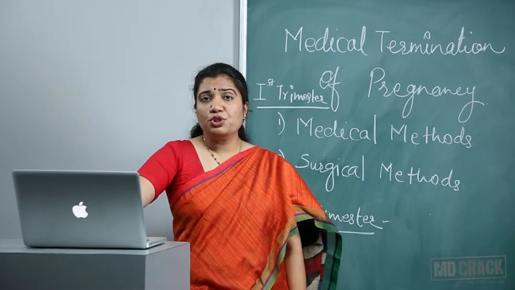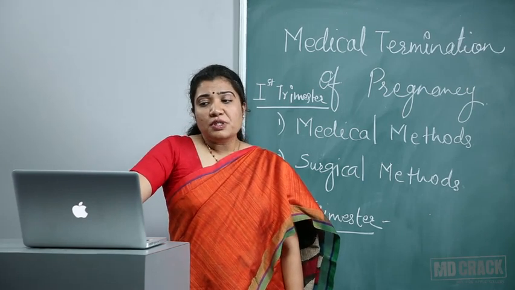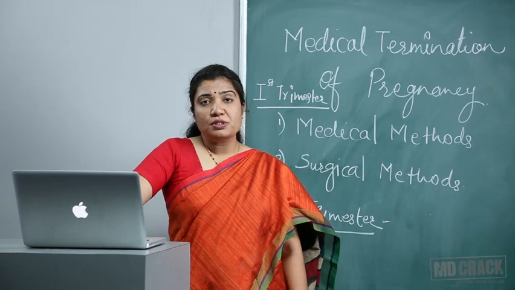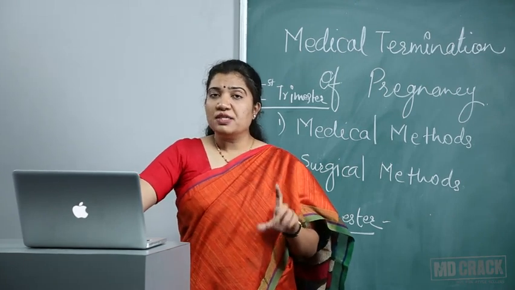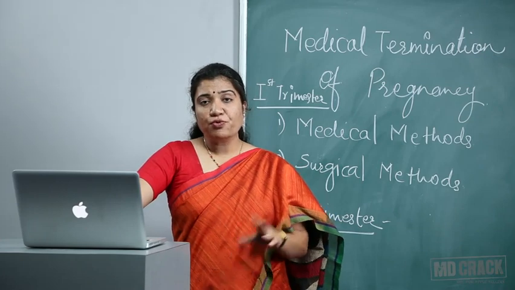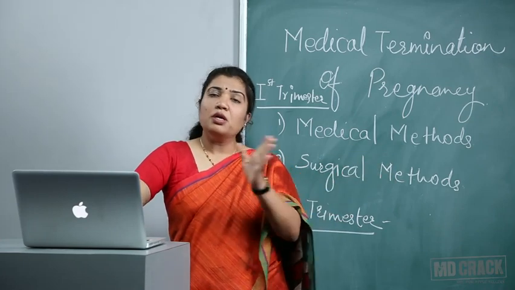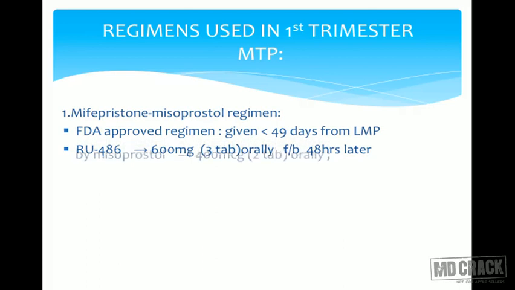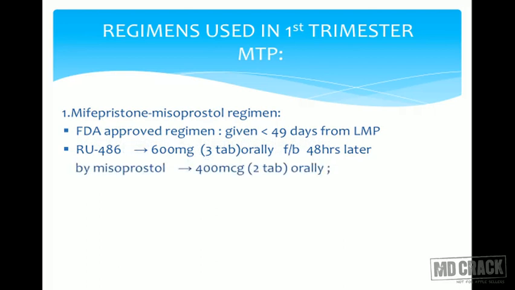What are the regimens used for this? The first FDA approved regimen was meant for less than 7 weeks, that means less than 49 days from LMP, last menstrual period. RU486, 3 tablets. It comes as 200 milligram per tablet. So 3 tablets orally to be given, followed after 48 hours by 2 tablets of misoprostol, that is 400 mcg orally. This is the first regimen.